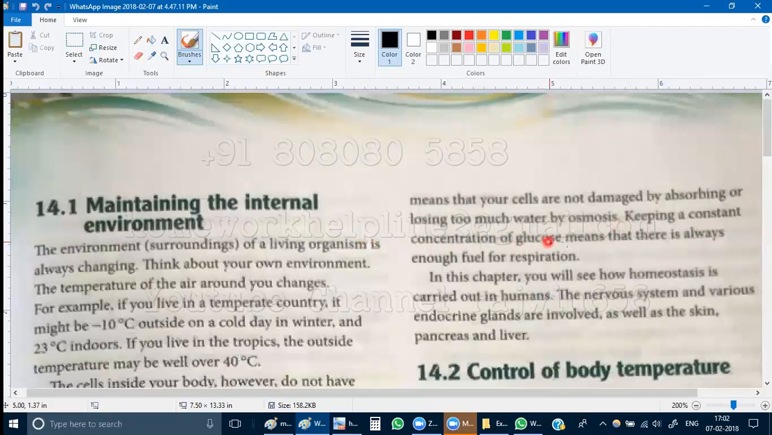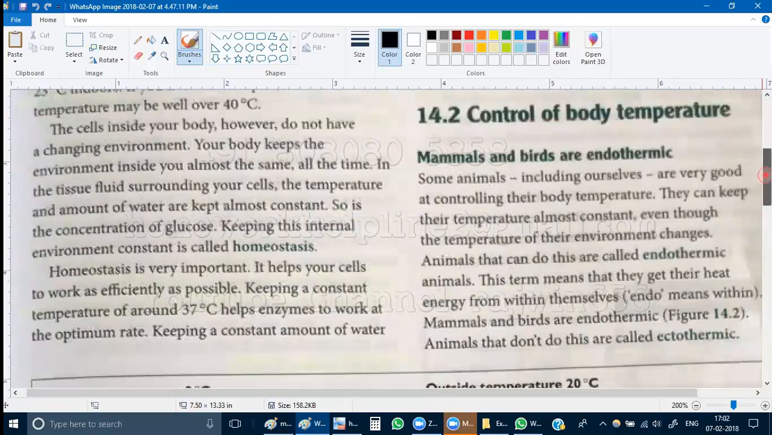Keeping a constant concentration of glucose means there is always enough fuel for respiration, because respiration is taking place in every cell of our body. So the amount of glucose should be almost constant. In this chapter, you will see how homeostasis is carried out in humans. The nervous system and various endocrine glands are involved, as well as the skin, pancreas, and liver. So these are the things that we are going to study in this chapter.